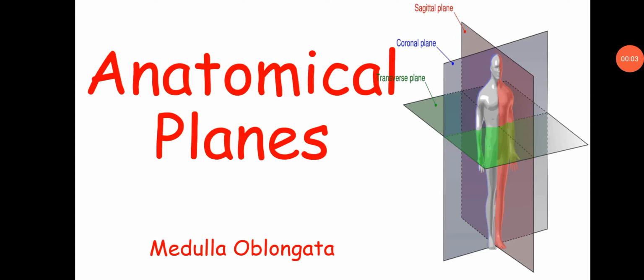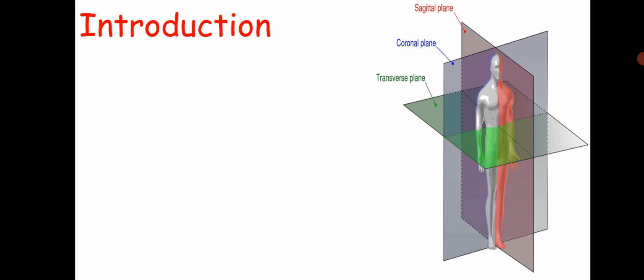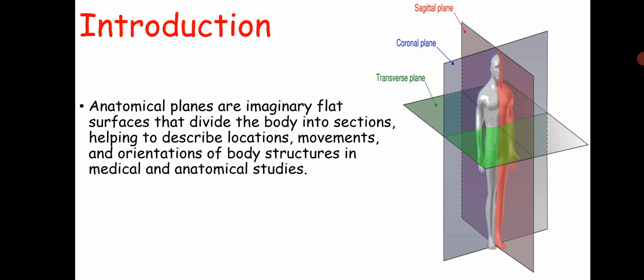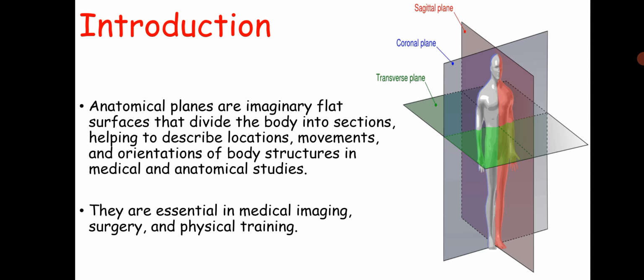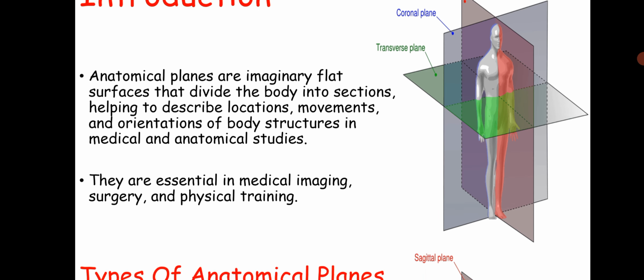Today we are going to talk about anatomical planes, and here at the side you can see the diagrammatic representations of anatomical plane. So let's start the topic with an introduction of anatomical plane. Anatomical planes are imaginary flat surfaces that divide the body into sections, helping to describe locations, movements and orientations of body structure in medical and anatomical studies. They are essential in medical imaging, surgery, and physical training.